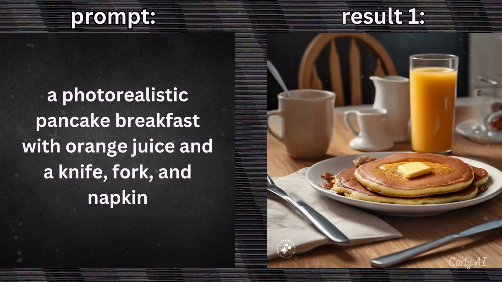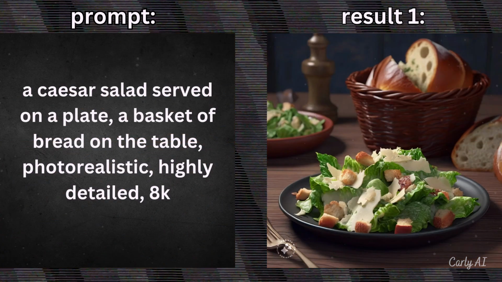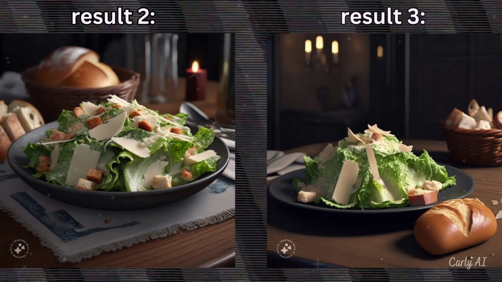Food photos are always a good test for AI art generators, and Meta AI responded well. The pancakes look good enough to eat. The Caesar salad and bread also made me hungry. The detail on the salad and bread is very good.